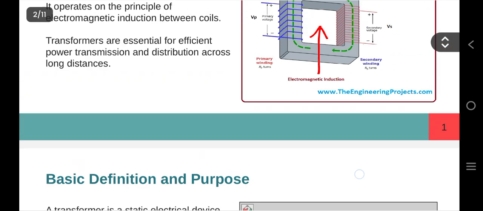Have you seen the transformer? Yes, a transformer is fitted in the electrical substation. In each electrical substation, we find different types of transformers. Now today we'll discuss the electrical transformer.